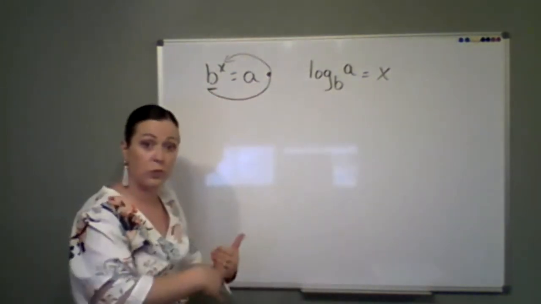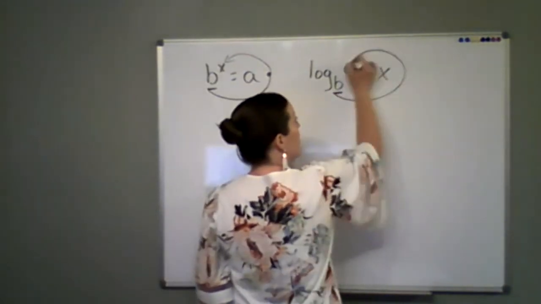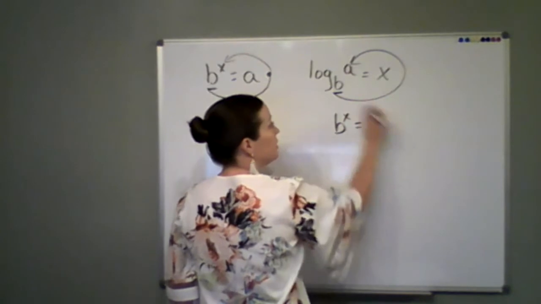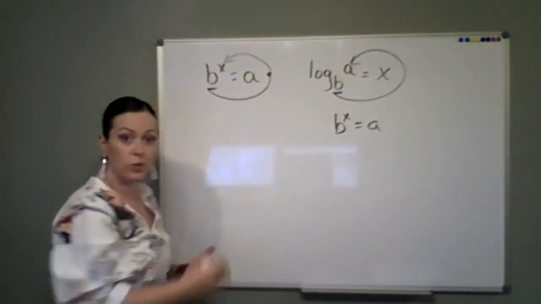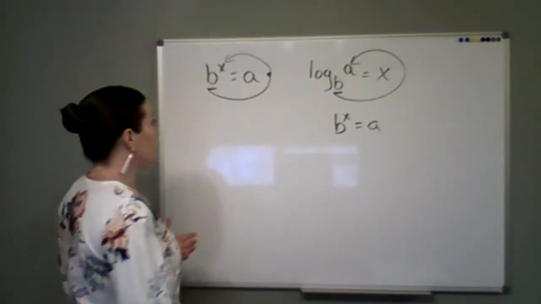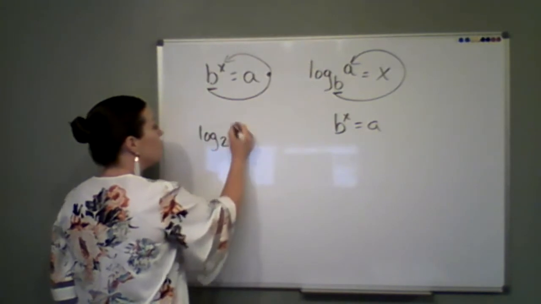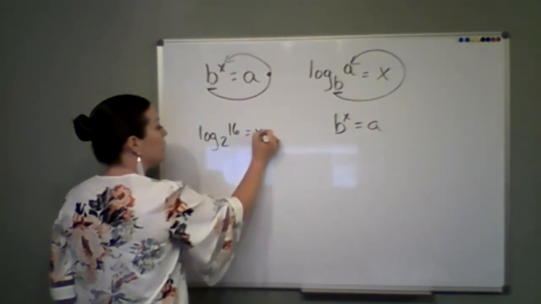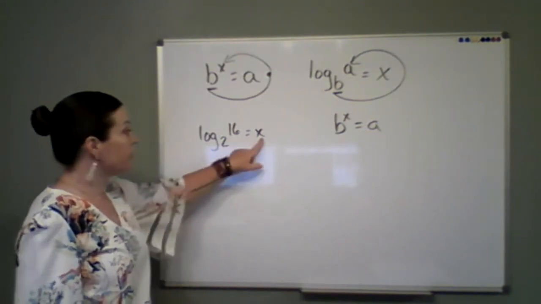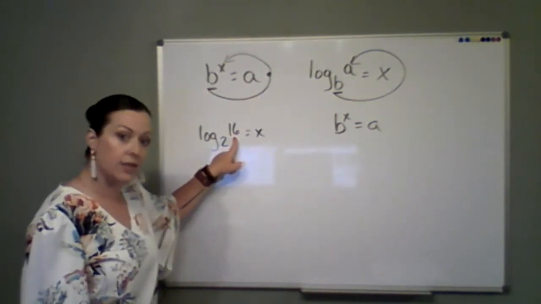So it's just a matter of rewriting it. You're circling around. And then if I went here and I looped back around, I would get back to my b to the x power equals the a. So when rewriting it, just take it for a loop, okay? So if we had, say, log 2 of 16 equals x, base 2 of 16, we're trying to find out 2 to what power got us 16 as an answer.